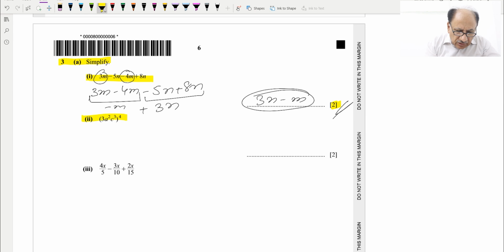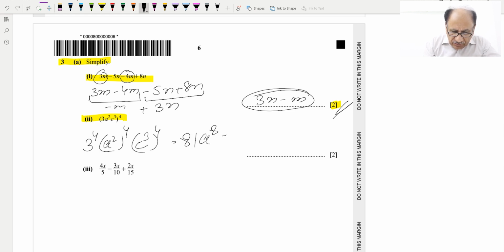Now this second part we will be taking separately. So 3 raised to the power 4 and a square raised to the power 4 and c cube raised to the power 4. Then 3 raised to the power 4 is 81. So we can write 81. A raised to the power 2 into 4 will be 8. And c raised to 3 into 4 will be 12, and our answer will be 81 a raised to 8, c raised to 12. This will be our final answer for 2 marks.